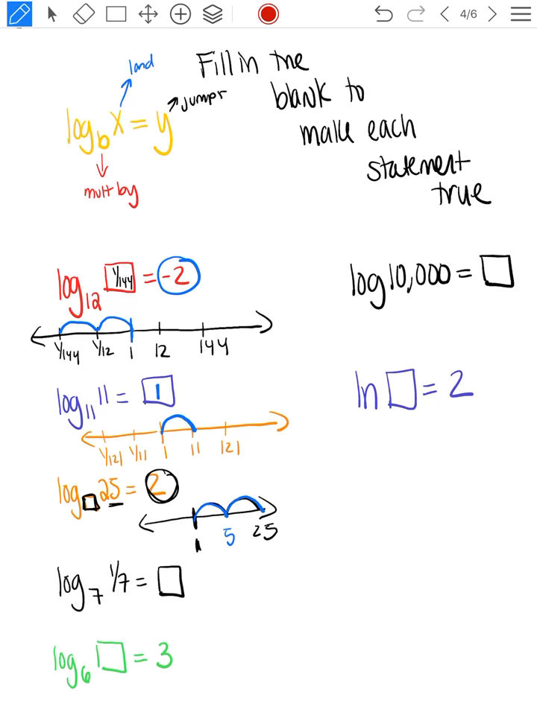That way 1 times 5 is 5. 5 times 5 is 25. So 2 jumps to get to 25 means I must have been going by 5s. My base must have been 5.